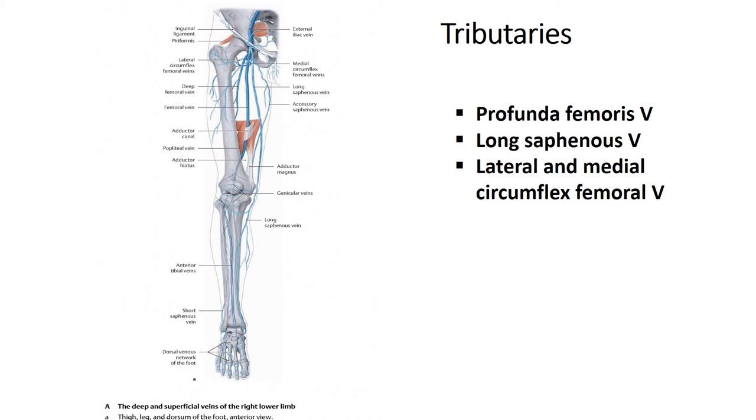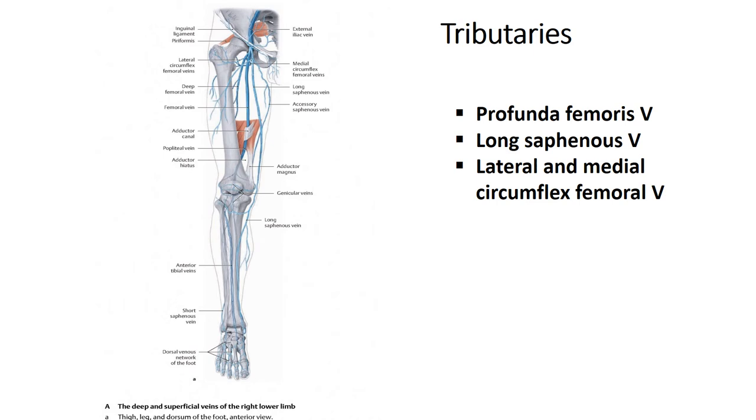Now the femoral vein, being a vein, contains valves, and there are 4 to 5 valves, and the most important of them is the one present at the saphenofemoral junction, where the long saphenous vein enters into the femoral vein. When this valve is incompetent, that leads to varicosity.